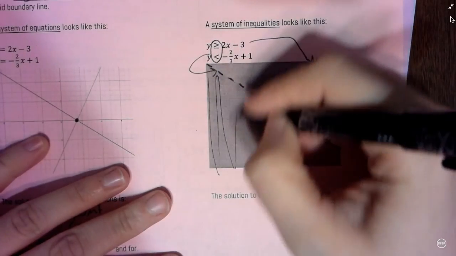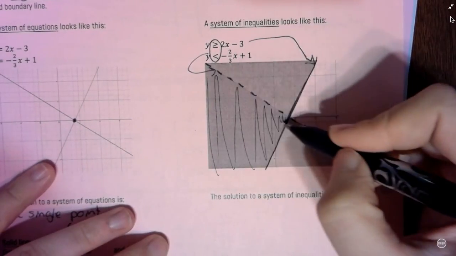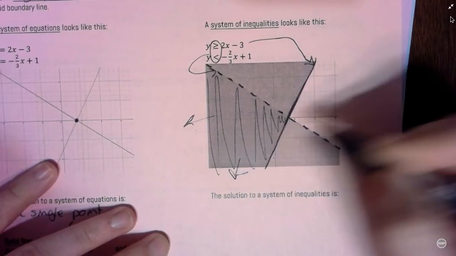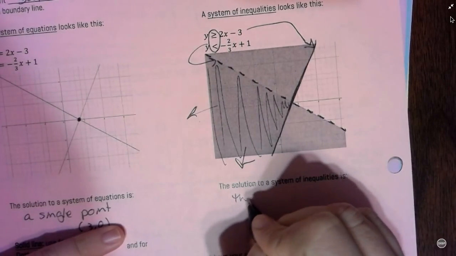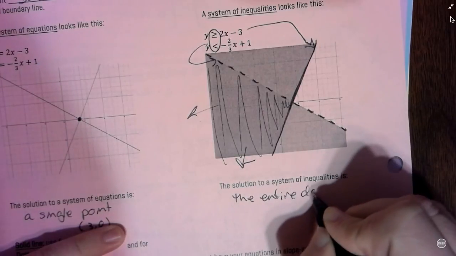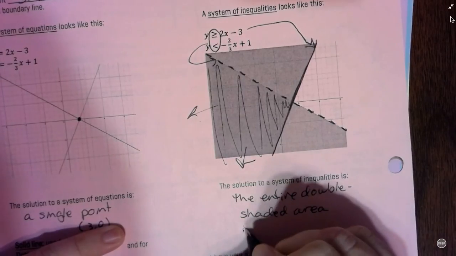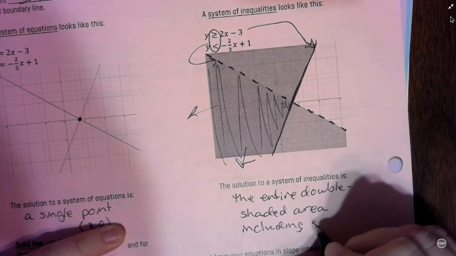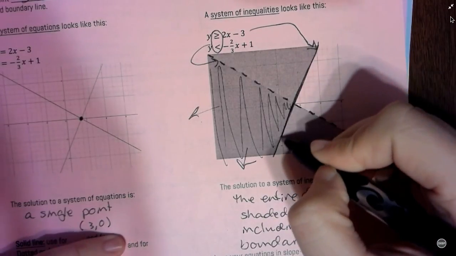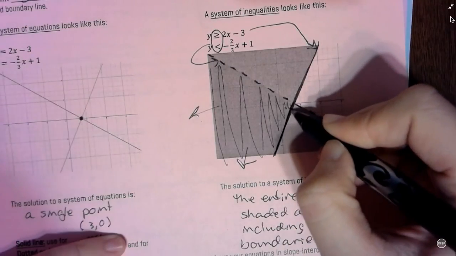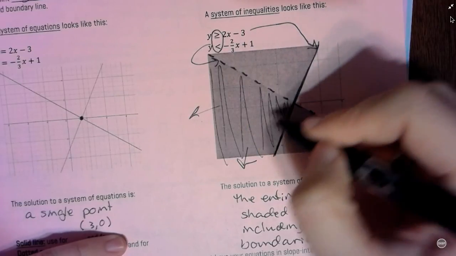And then we have this area, which got shaded by both inequalities. So this part right here, and it goes on to infinity, keeps going, is the solution to the system of inequalities. So the solution to a system of inequalities is the entire double shaded area, including solid boundaries. So like this part here is included. So all the points on this line are included in the solution. These points are not included in the solution because it's a dashed line.